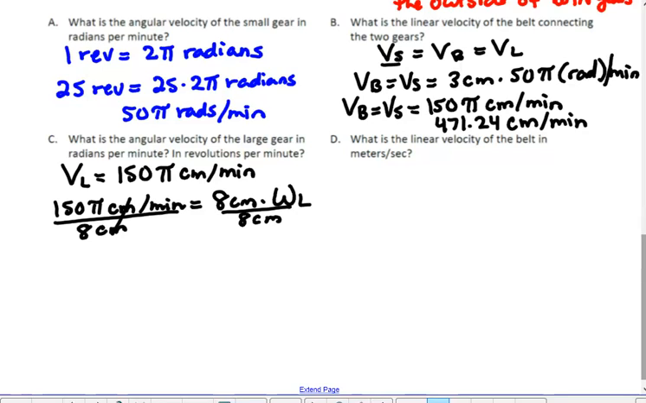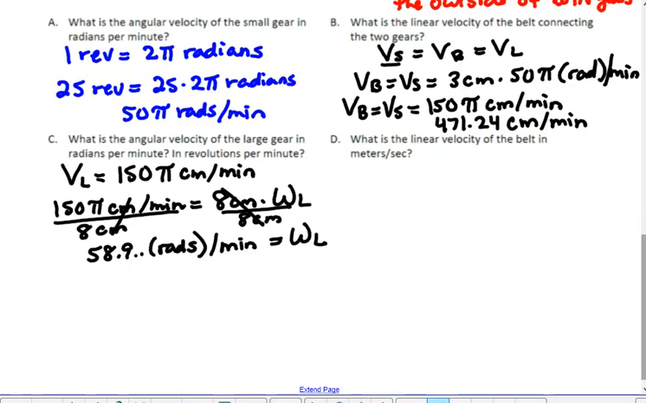And we can find then its angular velocity in radians per minute. So 150 pi divided by 8 is about 58.9 radians per minute. Because we just get per minute, we're going back to radians as a unitless measure. So there is the angular velocity of the large gear.